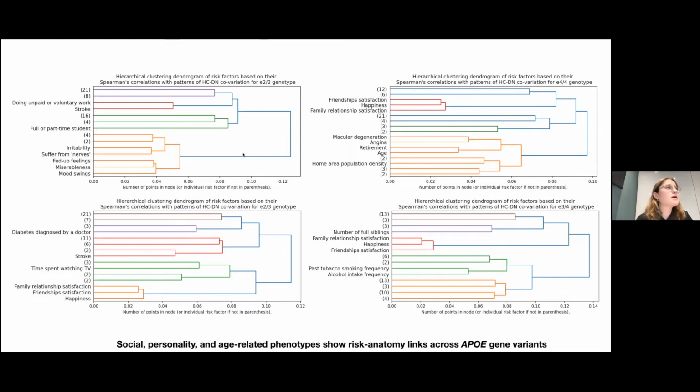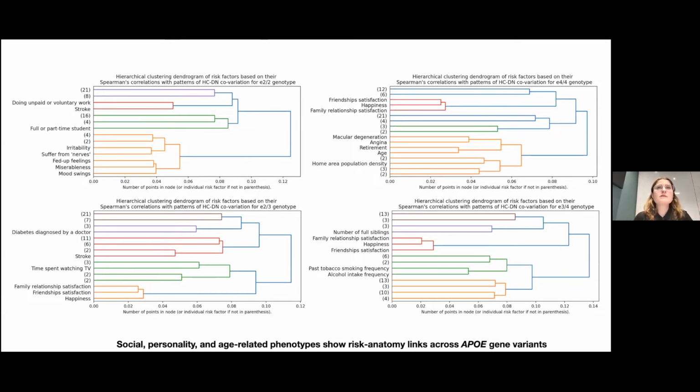Next, if we zoom in on specific APOE variants, such as E2 homozygotes, we see the early branching of all of these personality traits related to neuroticism: irritability, suffering from nerves, having a fed-up feeling, feeling miserable, and having mood swings. So these are all personality traits that are associated with neuroticism, and we see that it's an important personality trait because it branches really early in E2, E2 homozygotes.